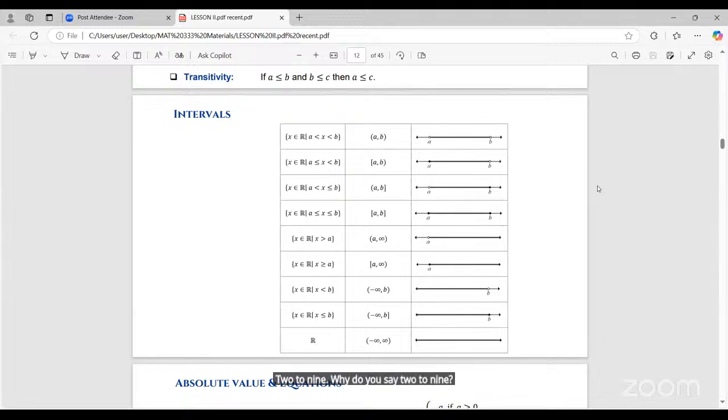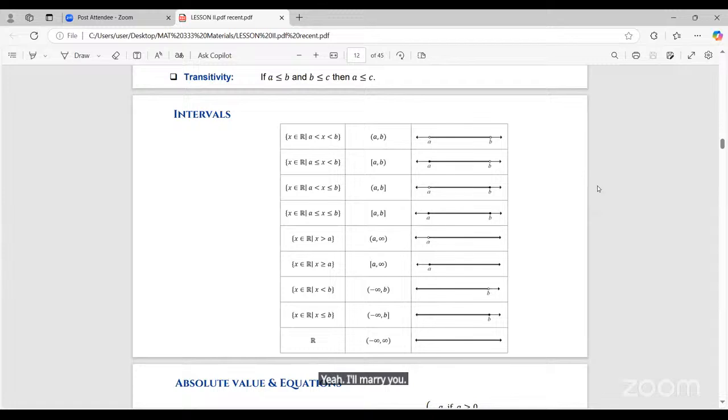Because it's strictly less than. But ma'am, it should be from minus infinity to 9. Where do you see minus infinity? Strictly less than, does that mean... Hold on, one by one. Less than 9. I can't take everything at once.